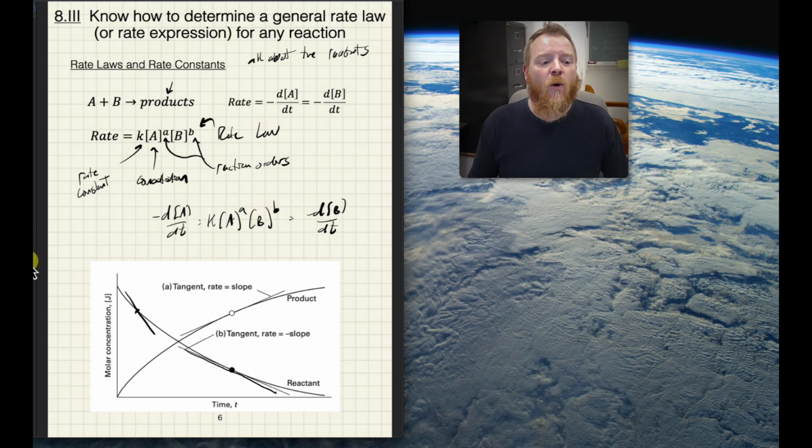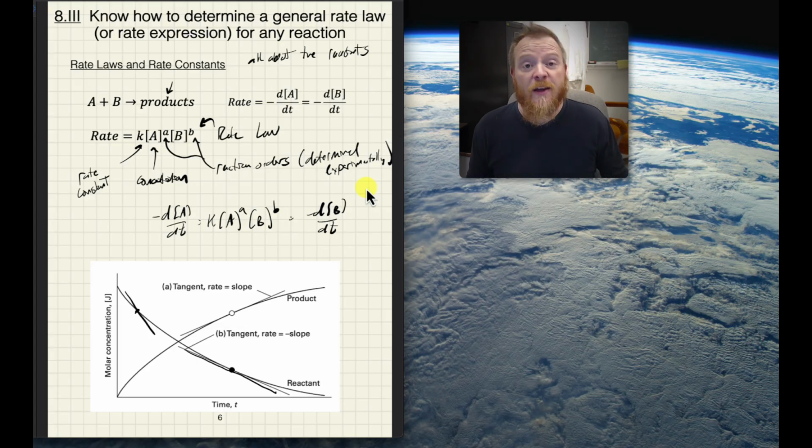So it's important to note that reaction orders are determined experimentally. In some cases, it's possible to determine them theoretically. That's only if we have detailed information on the mechanism, or if we know that this is just a one-step reaction. So for now, we'll trust this bit that reaction orders are determined experimentally. And as we go further down the rabbit hole, we'll see how they could be determined theoretically.